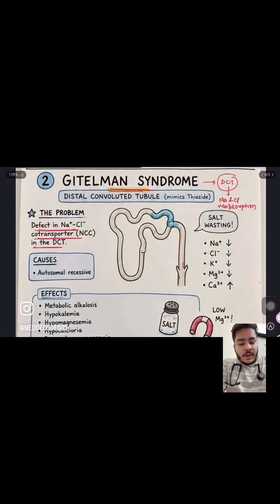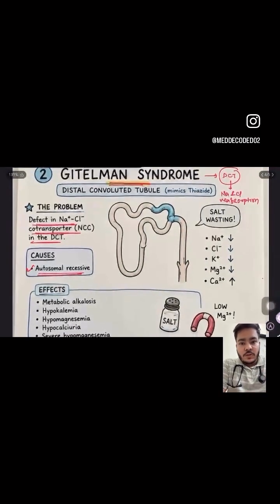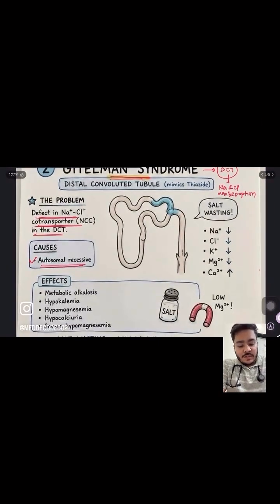Now remember, even if a single transporter is functioning, the disease manifestation is usually not severe, right? So it is usually an autosomal recessive disorder. All enzymatic disorders and transporter disorders need to be autosomal recessive in order to manifest, usually.